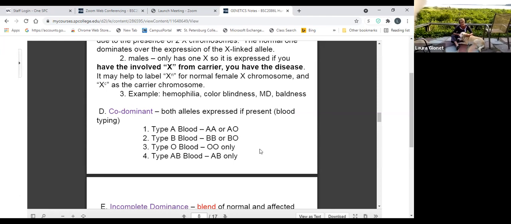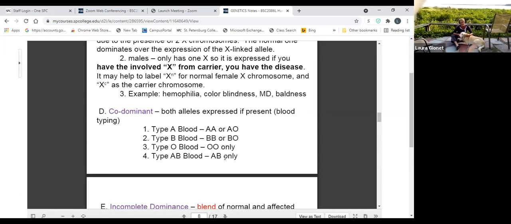Or you could be blood type O, which means you've inherited two O's, and now you are blood type O. Remember, it means you have neither A nor B antigens on your cell surface. Or you could be blood type AB. This is the codominant part.